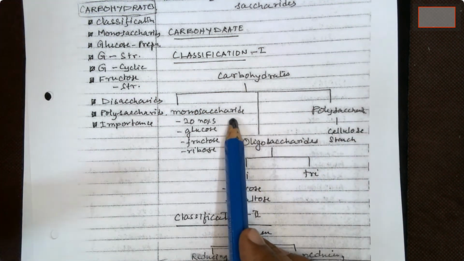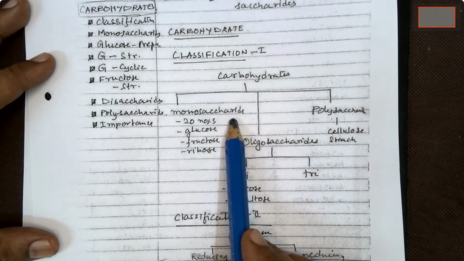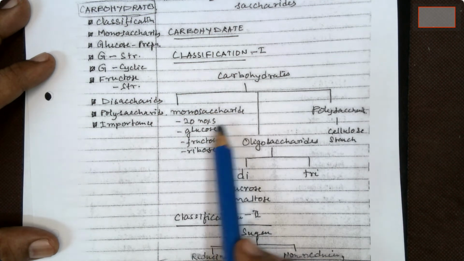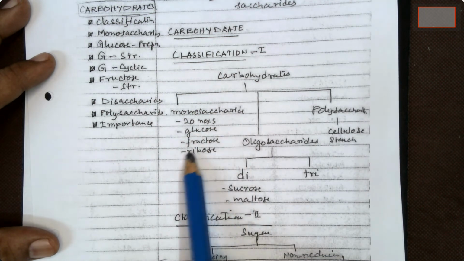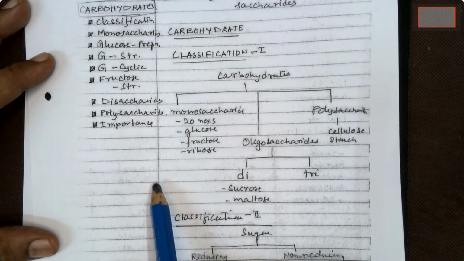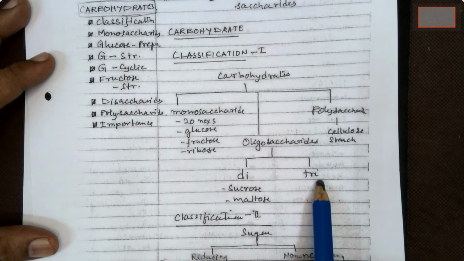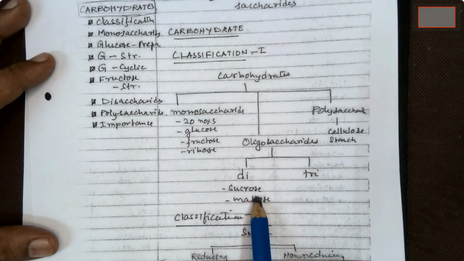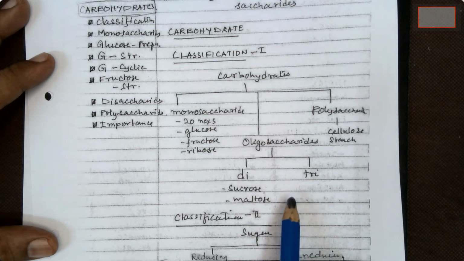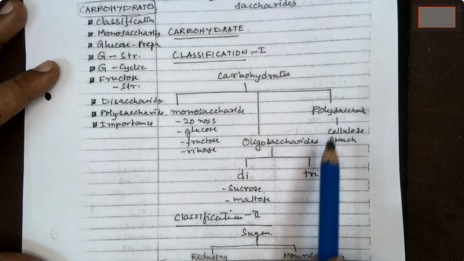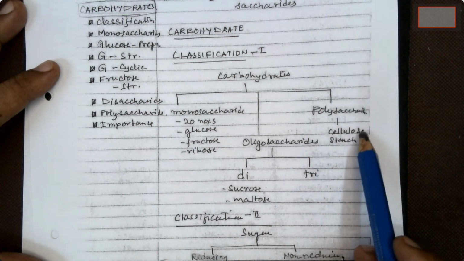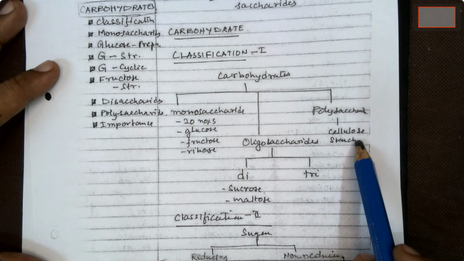So the carbohydrates can be classified as monosaccharide, oligosaccharide, polysaccharide. Of monosaccharides, we have nearly about 20, with examples such as glucose, fructose, ribose, etc. And oligosaccharide can be either disaccharide or trisaccharide. Let me talk about disaccharides, that is sucrose and maltose. Sucrose is nothing but cane sugar. It's a combination of glucose and fructose. And the polysaccharide examples are cellulose and starch.